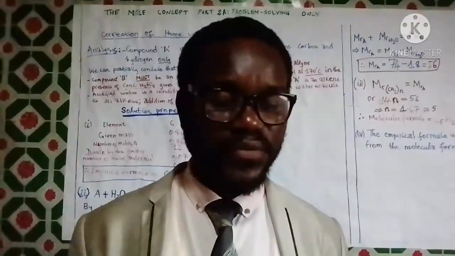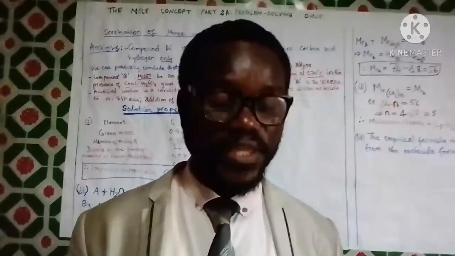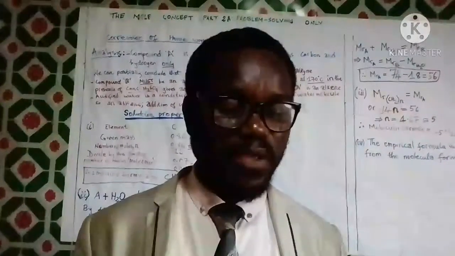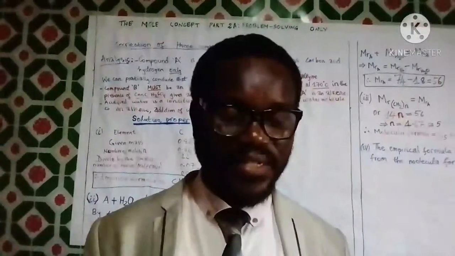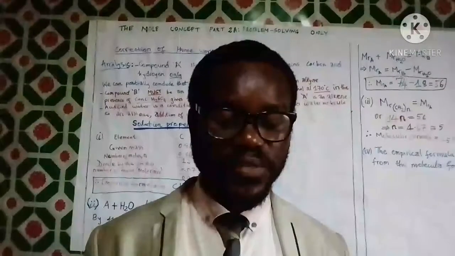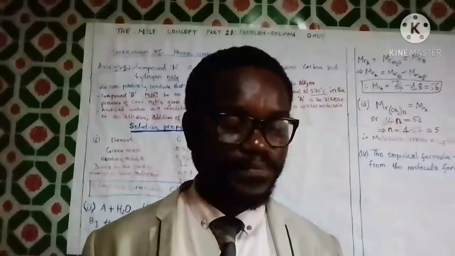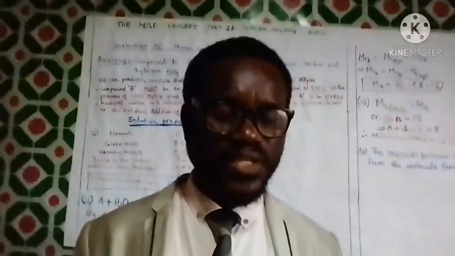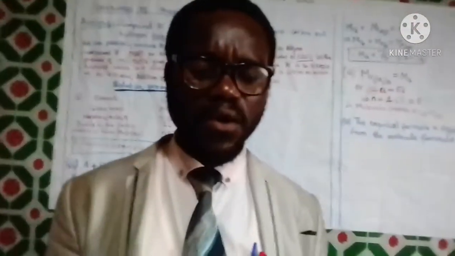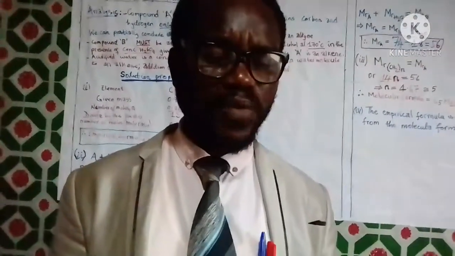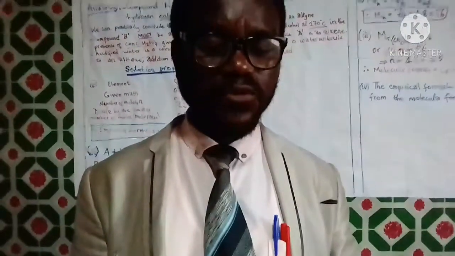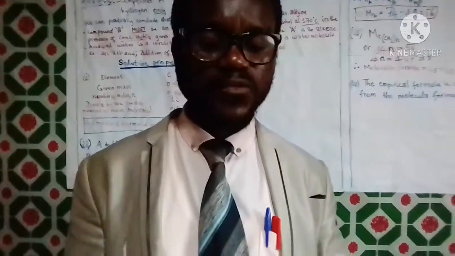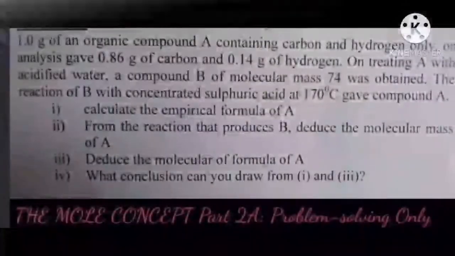Small roman 1. Calculate the empirical formula of A. Small roman 2. From the reaction that produces B, deduce the molecular mass of A. Small roman 3. Deduce the molecular formula of A. Small roman 4. What conclusion can you draw from small roman 1 and small roman 2?